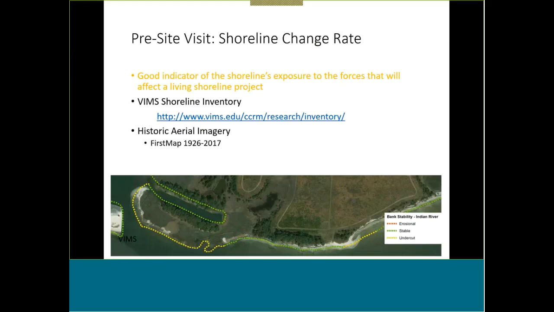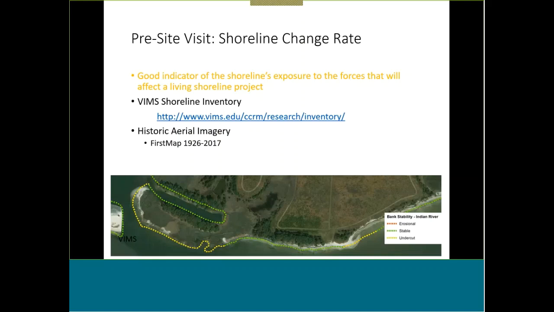The shoreline change rate is important to understand historical context for any erosion that may be present. The Delaware FirstMap GIS server has a great repository of historical aerial imagery from 1926 to 2017, and I believe they have a plan to collect new imagery every few years, so check back. That can give you a good indicator on whether or not the shoreline location is changing, whether or not there's been erosion or accretion.